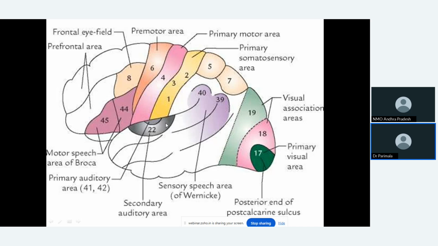So what is the role of the primary auditory area? Listening to the sound, hearing something, is the primary auditory area. Interpretation of the sound, understanding of the sound and memorizing the sound: when you hear the same sound again, you can identify what sound it is, where it is coming from, all these things. These are the functions of area number 22. So this is about functional areas.